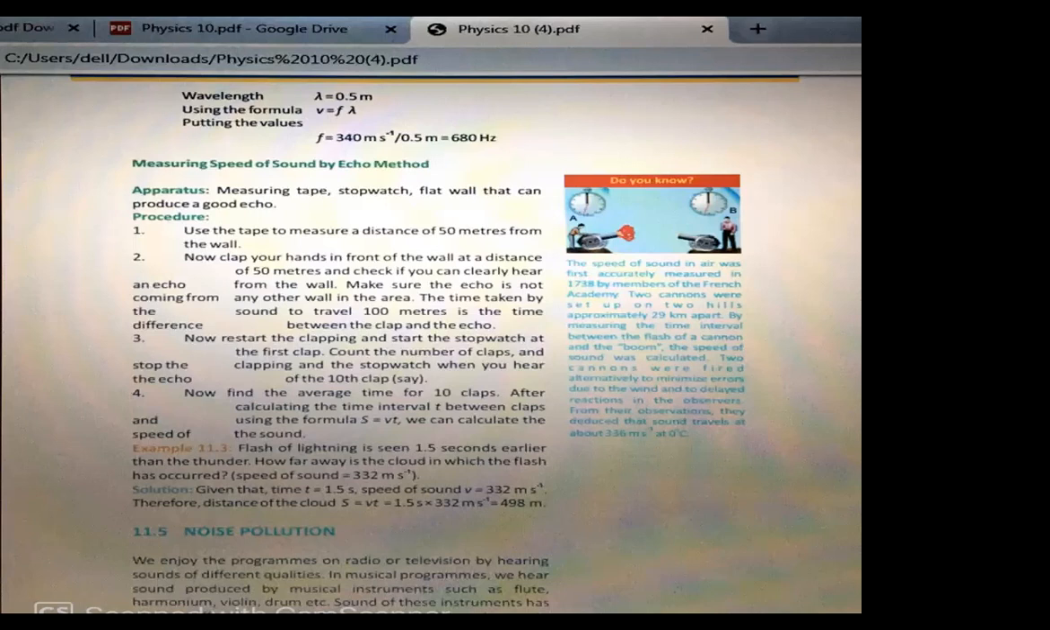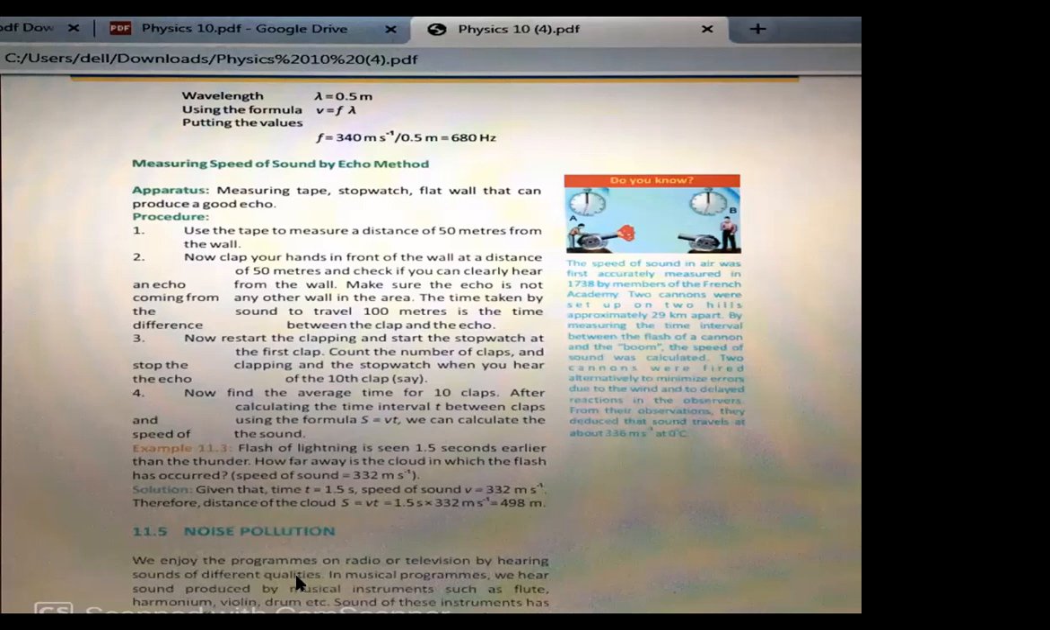I read the first line. We enjoy the programs on radio or television by hearing sounds of different quality. You have heard that when you hear music, you feel very pleasant. You feel very happy. But what happens if someone slams the door, or someone places a horn in front of you and plays it? What will happen? You will say to him, okay, stop it, don't play it.